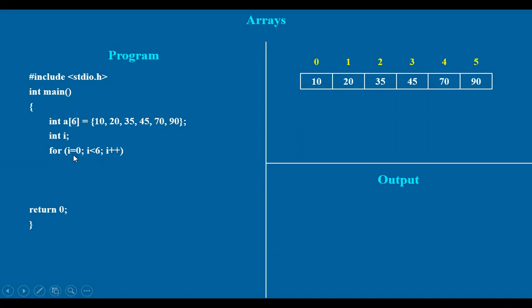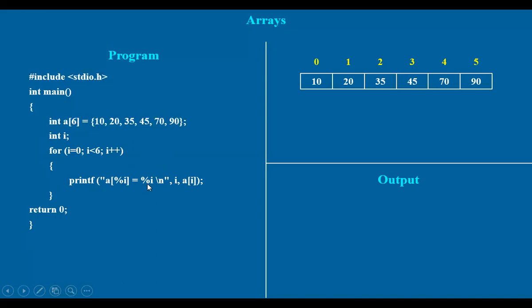That's why the I value is started with 0 and less than 6. That means up to 5. 0 to 5, it is 6 elements. So we are going to use the for loop to display the elements. So here, one printf is enough. So printf %i. Here, the value of I is taken here.